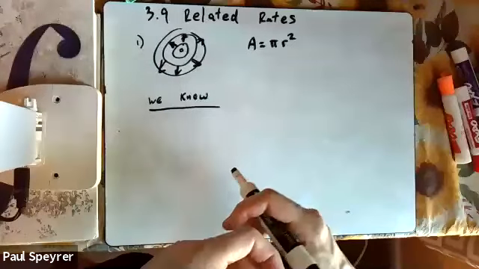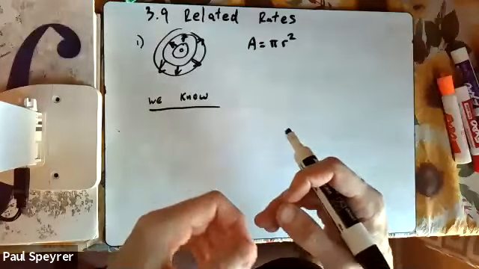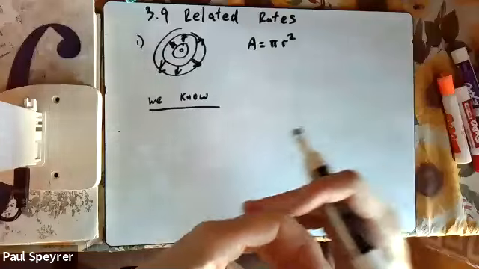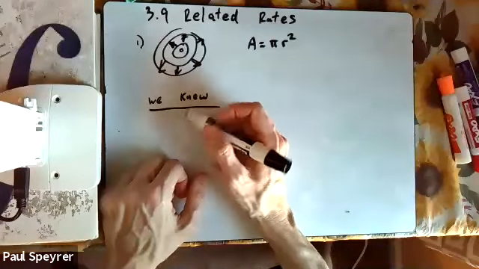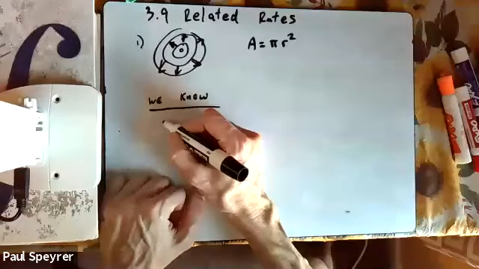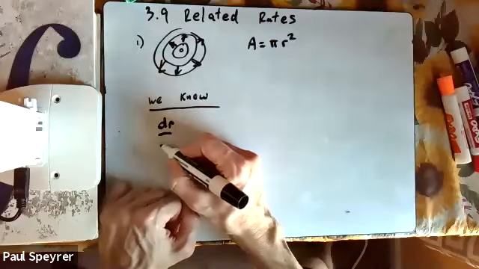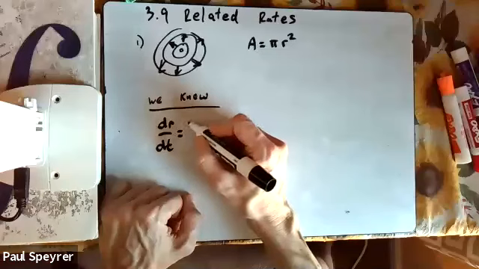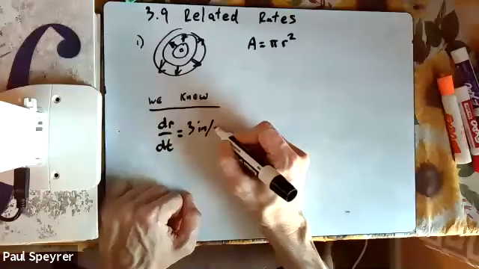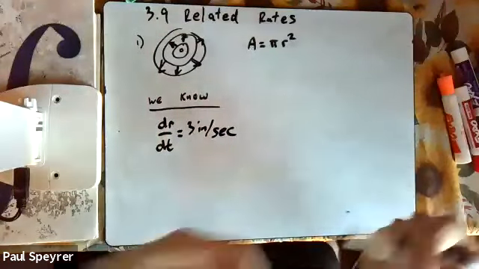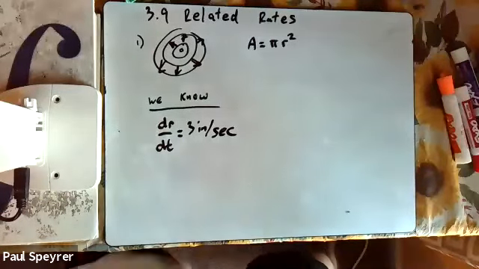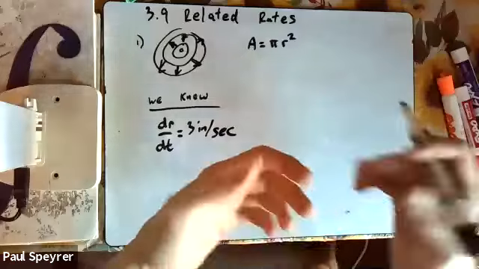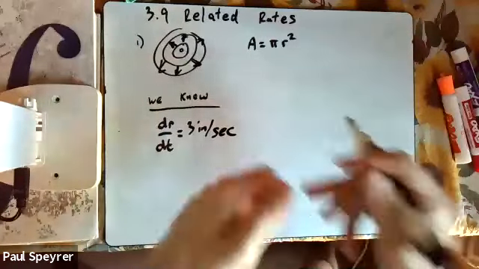Is that r? No, that's the radius. It says the radius is increasing at a constant rate. So this is not r equals 3 inches per second. This is dr/dt equals 3 inches per second. Now, where am I getting all this from? Because it just seems like I'm pulling it out of thin air. Well, I'm really not. That 3 inches per second is a rate of change.